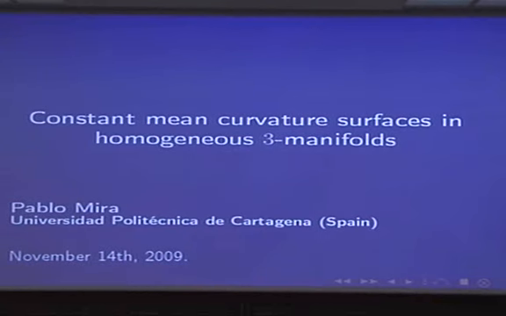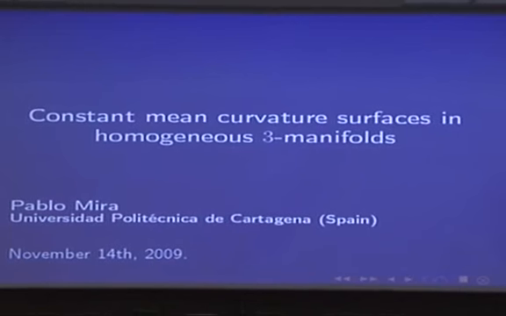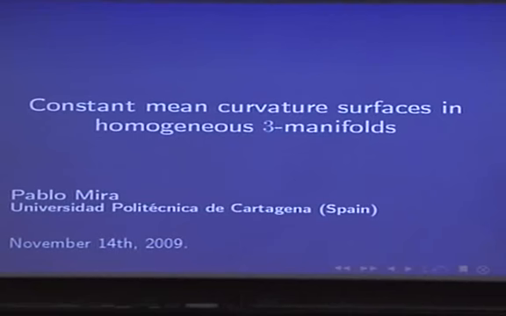Focus on the classification of entire graphs. So what I'm going to do, in some sense, is to follow the first two lectures. I'm going to use the sister correspondence that Benoit did in the first lecture, and I am going to use the theory of harmonic maps into the hyperbolic plane, just as Logan did in the second lecture, in order to prove some results in this theory of CMC surfaces in homogeneous manifolds.